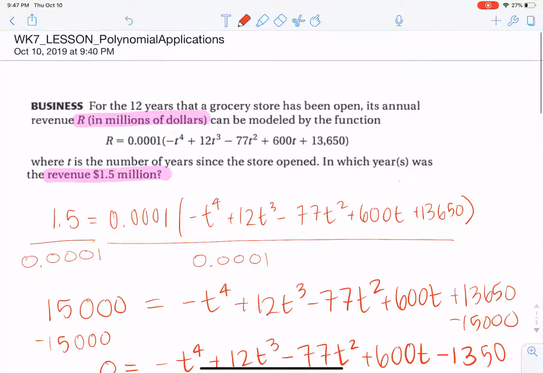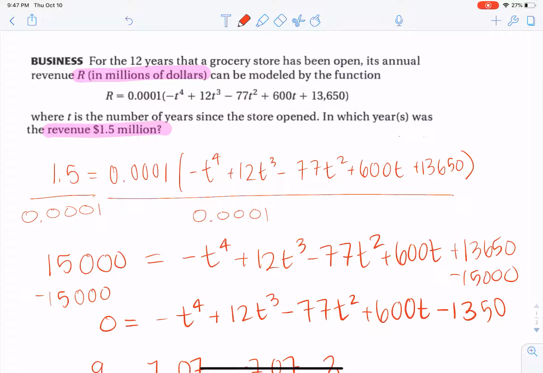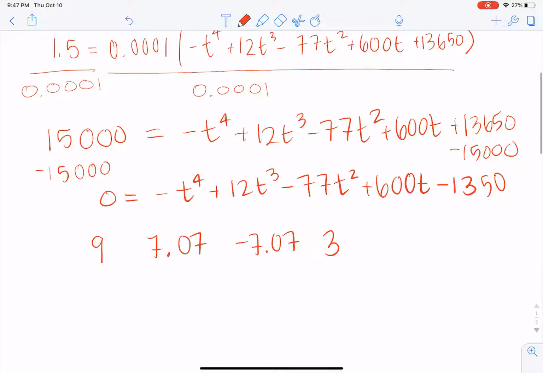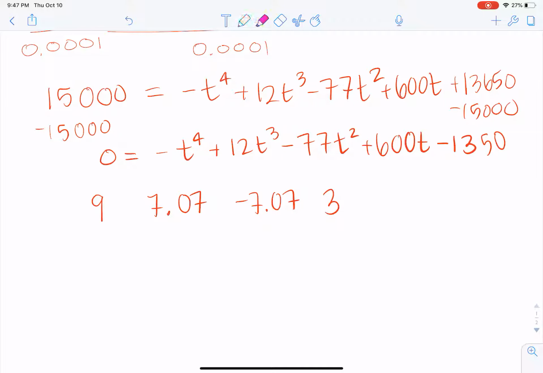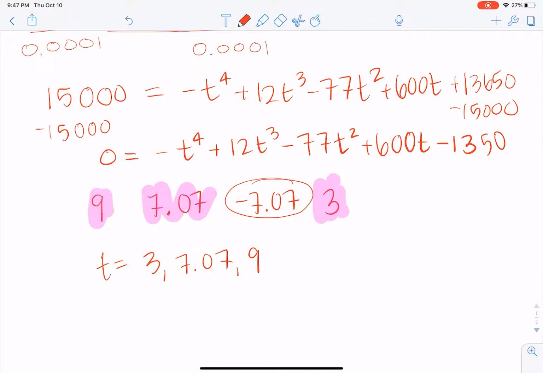So coming back to this problem, in which years was the revenue $1.5 million? So I am going to go ahead and take a look at this positive value, and this positive value. So when t was equal to 3, 7.07, and 9. And we can talk a little bit about why I'm excluding this number.